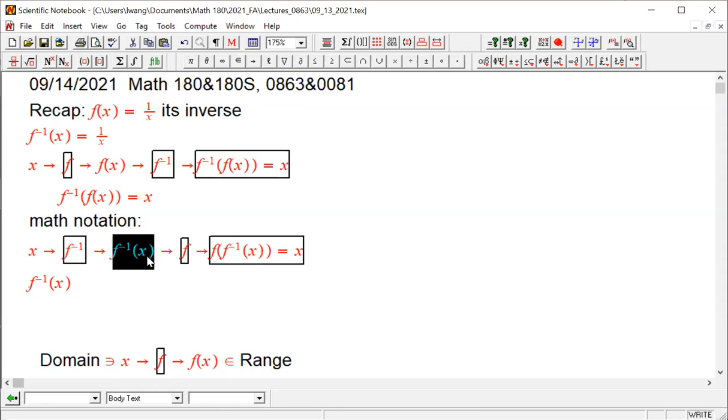Now, this piece is served as input again to another rule, and this rule is called f. It produces the output, which is going to be exactly the same as the input. And of course, conditional, only when this is the function that has an inverse. Okay, it's one-to-one. You guys follow me? With the specified domain and range, as we talked about yesterday. Do you guys have any questions?